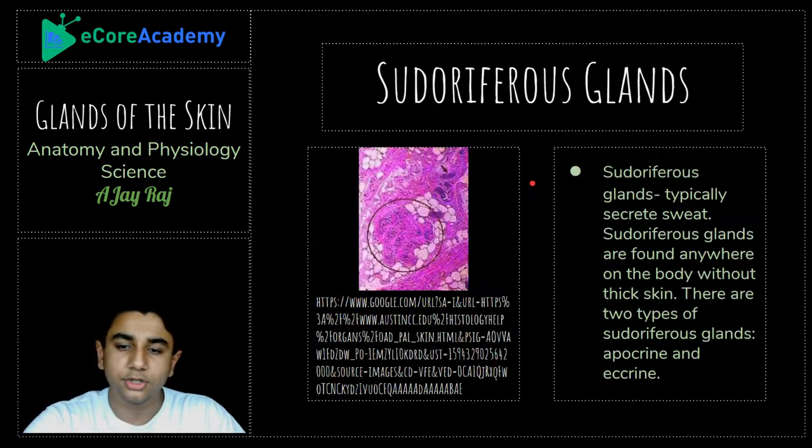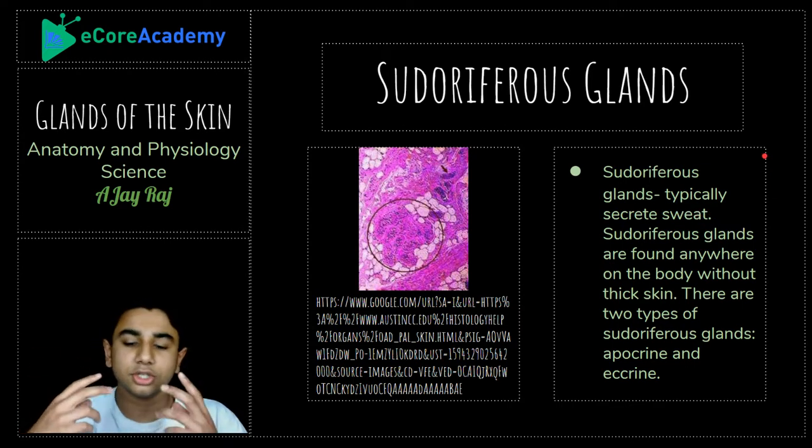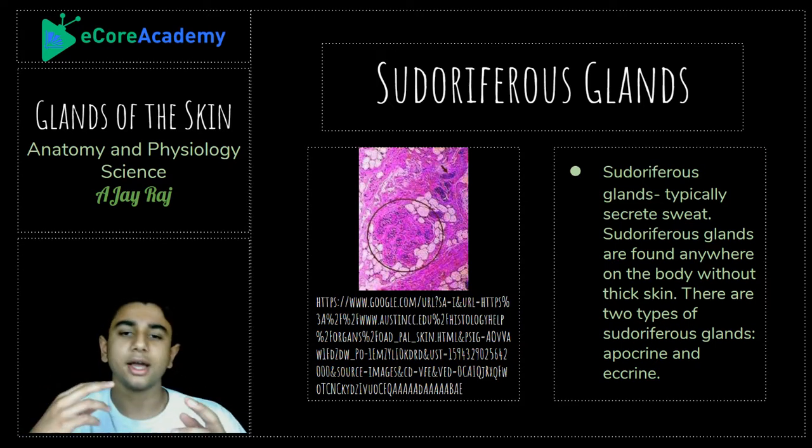On to the next major gland, we have the pseudoauriferous glands. Pseudoauriferous glands typically secrete sweat. As we know now, sweat is not necessarily just a coolant for the body, but it's also to secrete waste materials out of the skin.